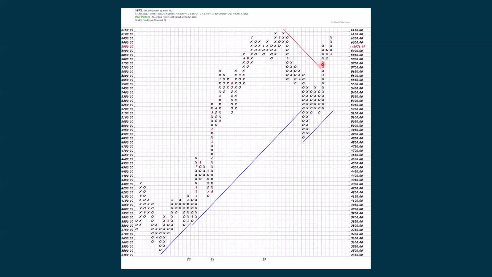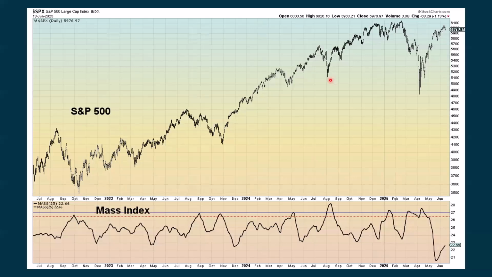And point and figure charts just take price into account. When we go up or down by a certain amount, if we go up, an X is drawn. If we go down, an O is drawn. And it could take an hour or it could take a year. It doesn't really take time into the overall equation here. But for the most part, this chart is still looking positive.